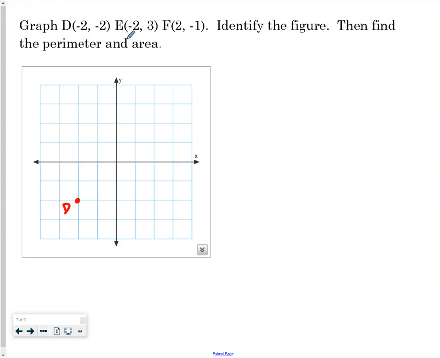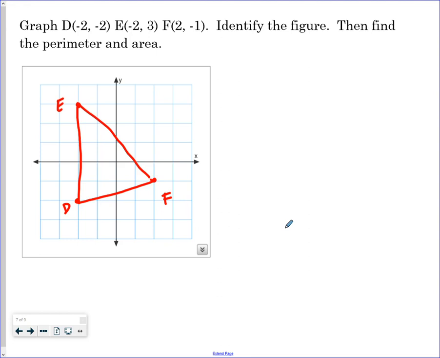And then E is at -2, 3. So left 2 and up 3. So on your graph paper that he handed out, you're putting that on there. And then F is at 2, -1. So right 2, down 1. And then you connect the dots the best you can. If you really want to get a ruler, you can. It's not necessary, but okay?